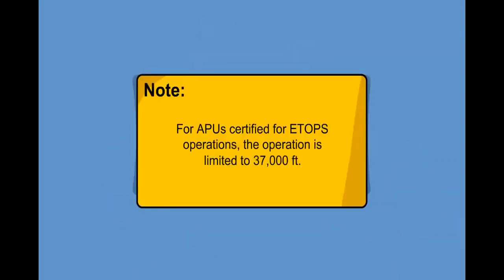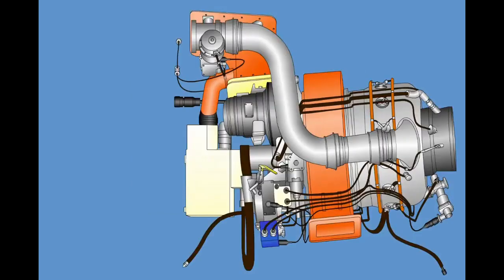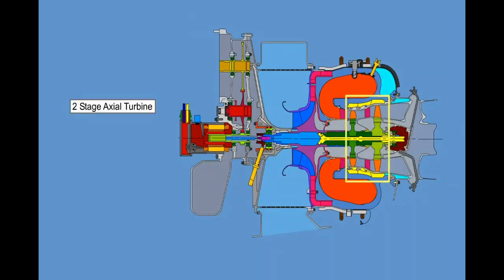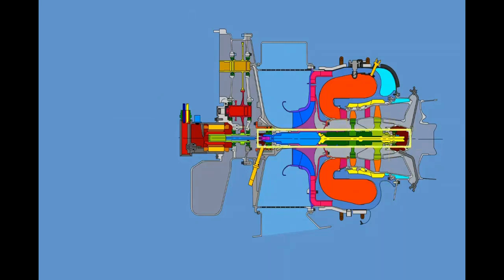Take note lang, for APU certified for extended range twin operations approval or kaning ETOPS operations, kaning operation is limited lang to 37,000 feet. Ang auxiliary power unit operates at a constant speed. Ga-consist siya og single-stage compressor impeller and two-stage axial turbine. Mounted ni siya on a common rotor shaft.